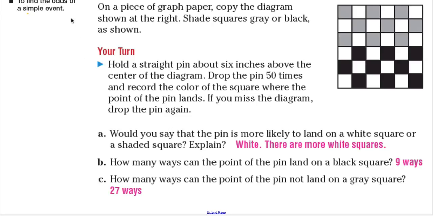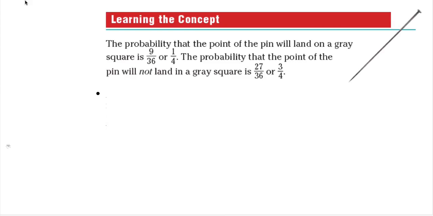Okay, so what is the importance of this? Let's find out. The probability that the point of the pin will land on the gray square is 9 over 36 or 1/4. The probability that the point of the pin will not land on the gray square is 27 over 36 or 3/4. Remember, when we talk about probability, it is the number of ways an event can occur over the number of possible outcomes. So you have these two probabilities. The probability of landing on the black square is 9 over 36, and not on the gray square is 27 over 36 or 3/4.